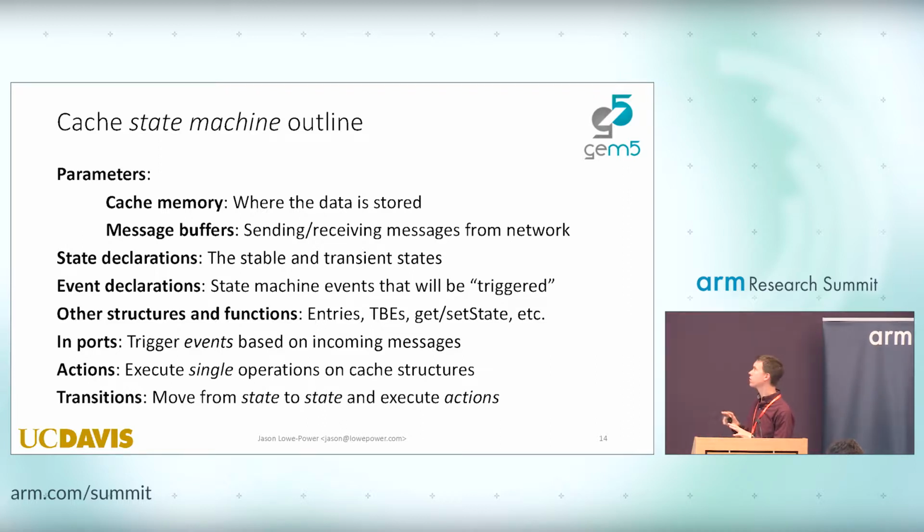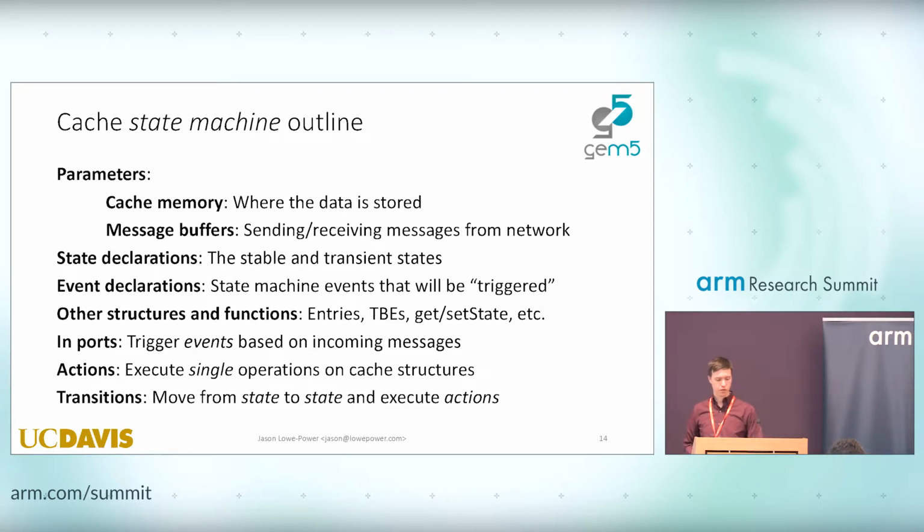The way this all hooks together is you receive a message from a message buffer, and it goes to this in port. The in port selects based on the event that you want to trigger, looks at the transitions, and looks at the current state of the cache block and what event you're triggering, and then it performs actions. These actions can be something like updating data in the cache, or sending a message into the network. And that's how all these components in this file interact.